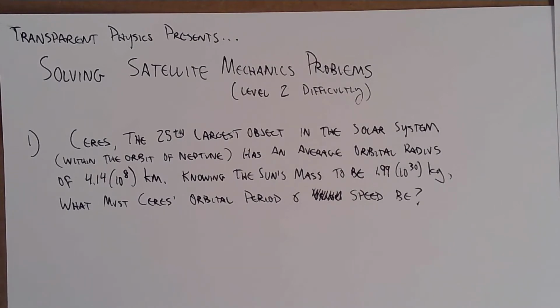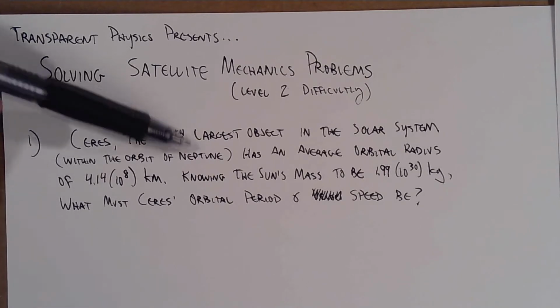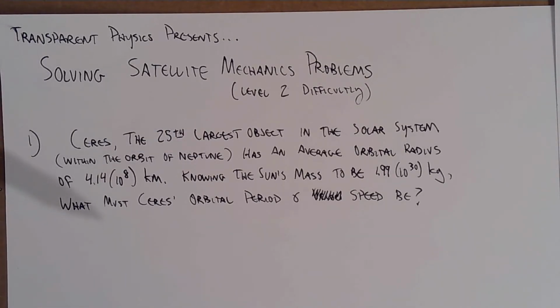In this lesson, we're going to be solving equations from the gravitation and orbits unit. This one is about satellite mechanics, the speed and velocity with which satellites will orbit a central mass. And in our last video, we talked about Ceres, the largest object in the asteroid belt. It is also the 25th largest object in the solar system, if we include objects within the orbit of Neptune.